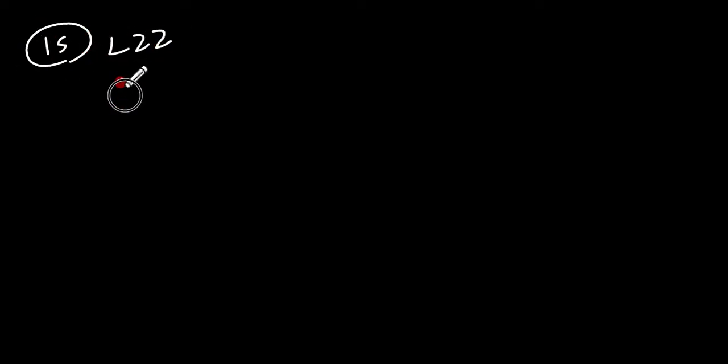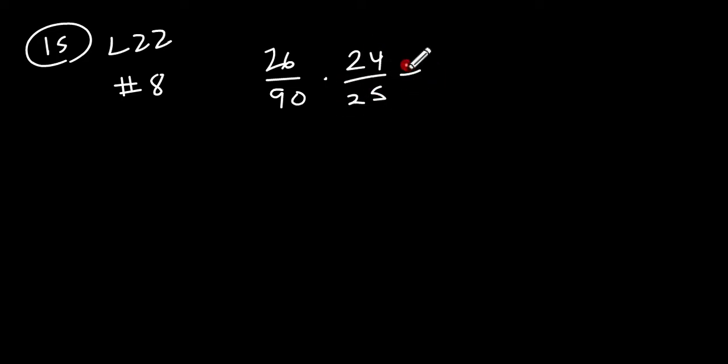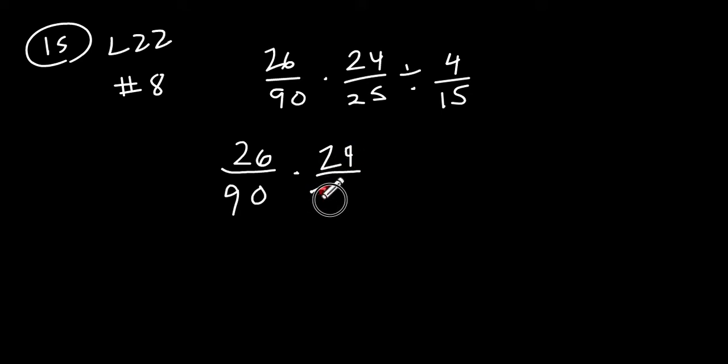Number 15. Lesson 22, number 8. This problem is 26 over 90 times 24 over 25 divided by 4 over 15. So let's rewrite it, changing your division into multiplication: 26 over 90 times 24 over 25 times 15 over 4. I actually did this one 2 ways just to make sure that I got the right answer. So we want to do some cancellation before we start. There's multiple ways to do this.